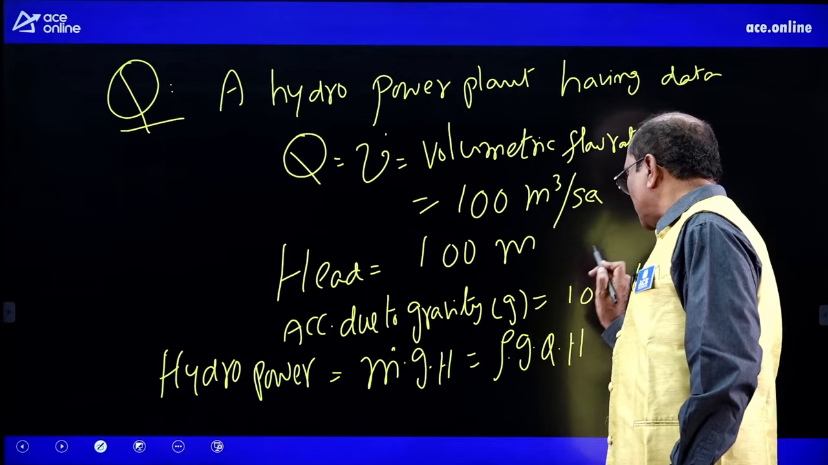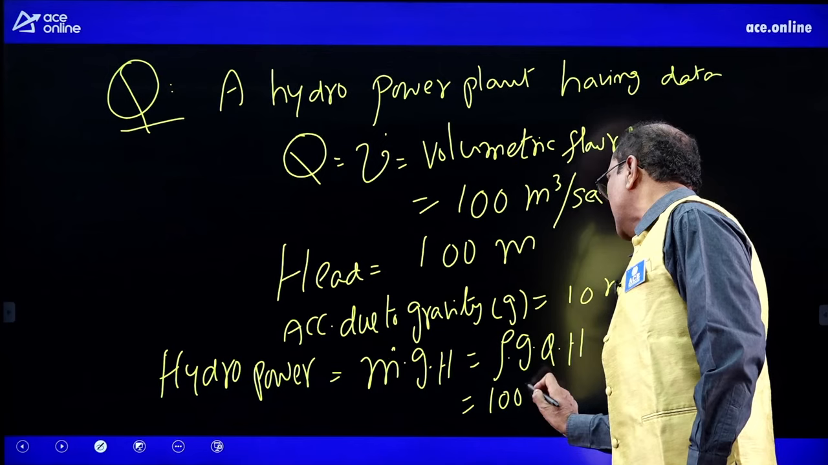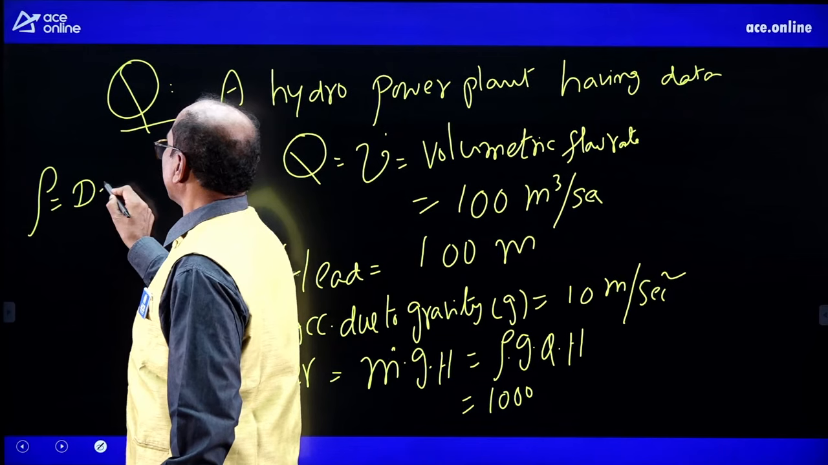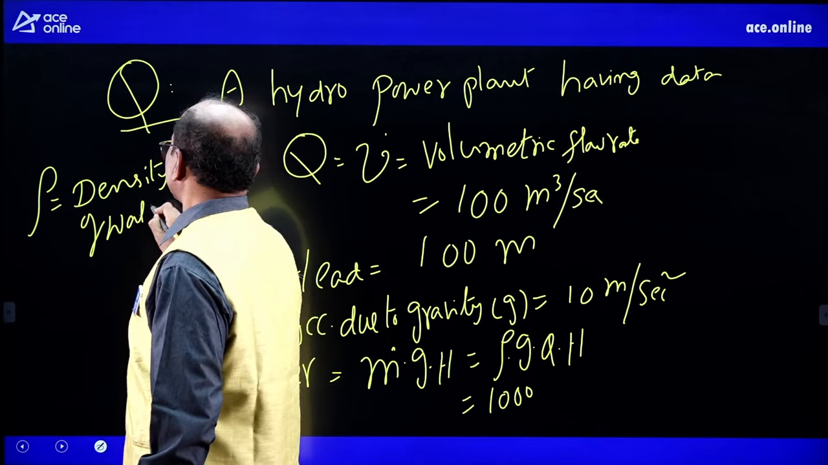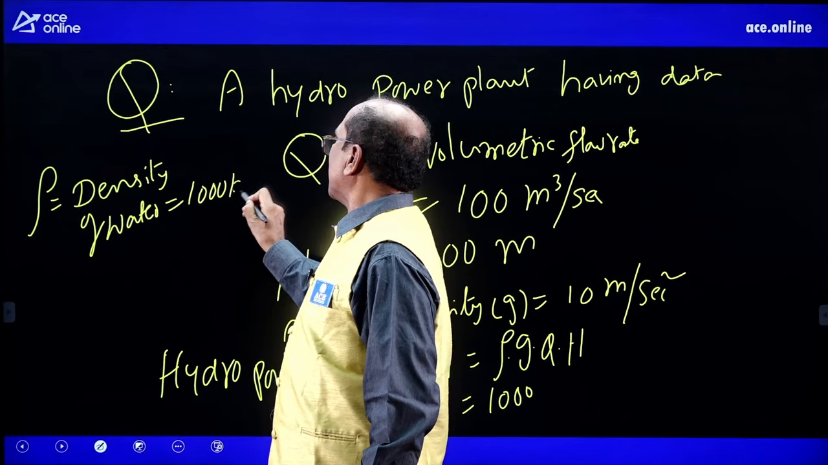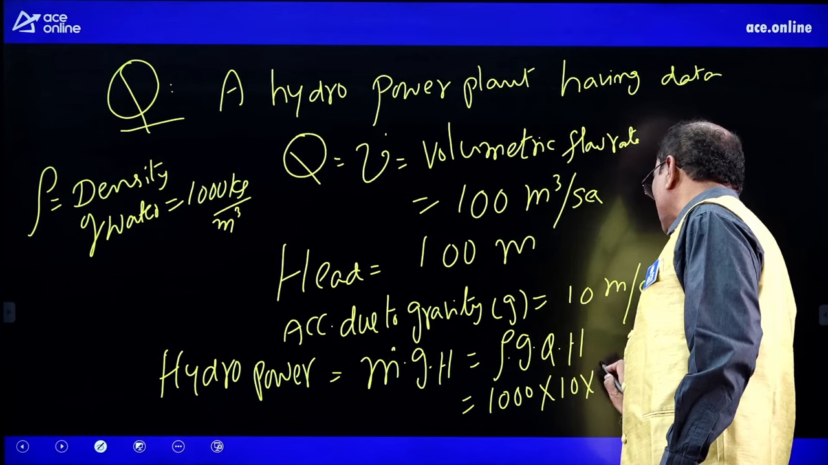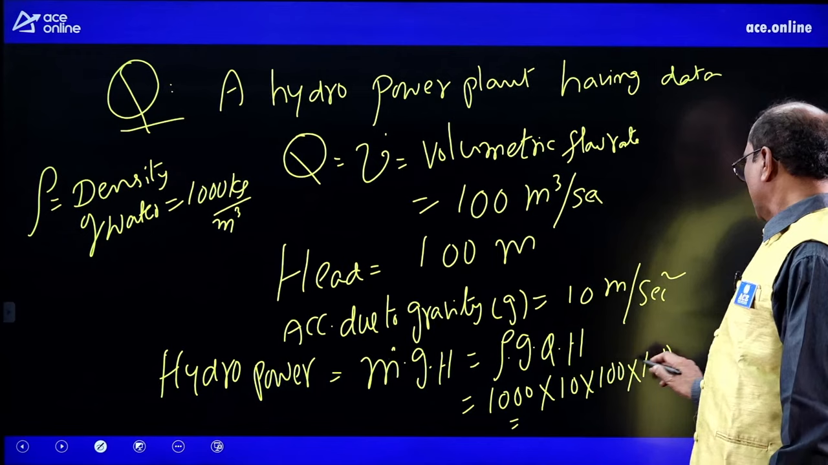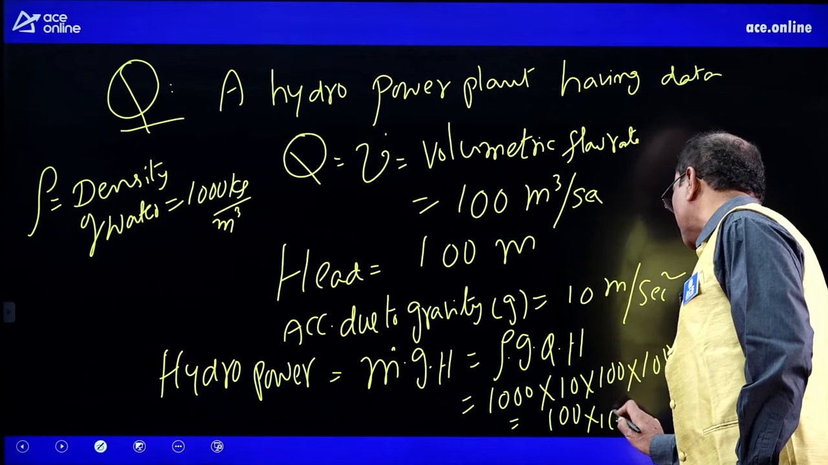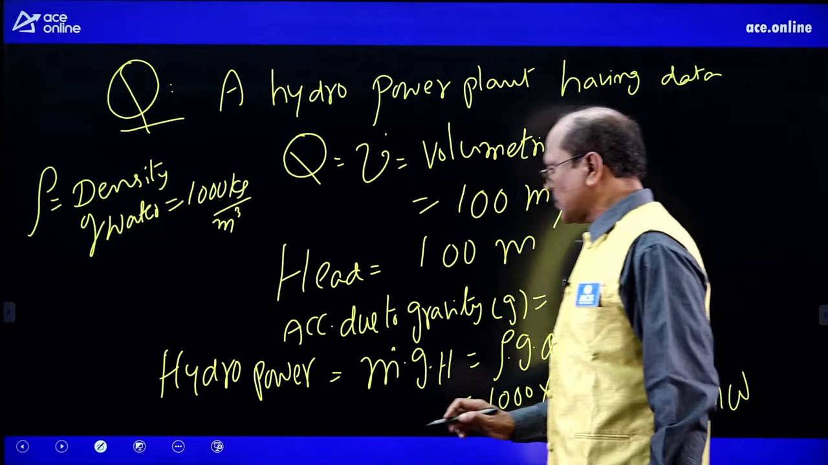So this type of question is my personal choice for everybody, electrical people. 1000 is the density of the water. Rho is called density. Density of water is 1000 kg per meter cube, which means 1 meter cube volume occupies 1000 kg. G value 10, Q value 100, head also 100. So this can be divided; here 3 zeros, here 3 zeros. So 100 into 10 to the power of 6 watt, say 100 megawatt power. So this type of question, take it for granted.